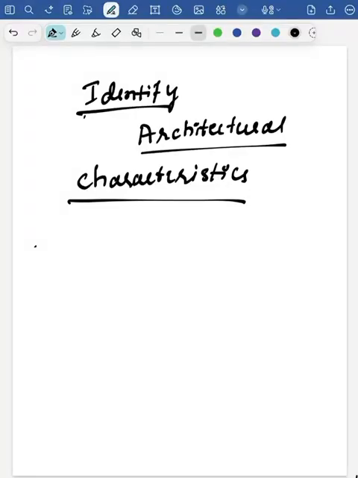As software engineers and architects, you have all come across architectural characteristics, right? The availability, scalability, performance, security, safety of the system. But if you want to know how to identify these architectural characteristics from a given problem statement, this session is for you.